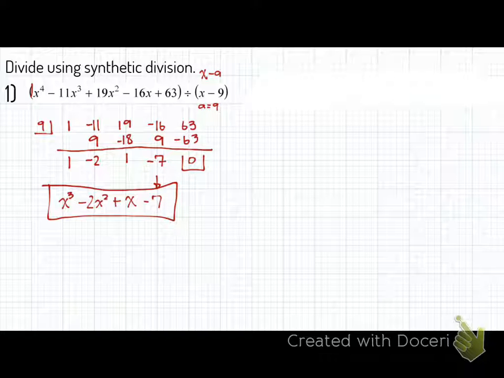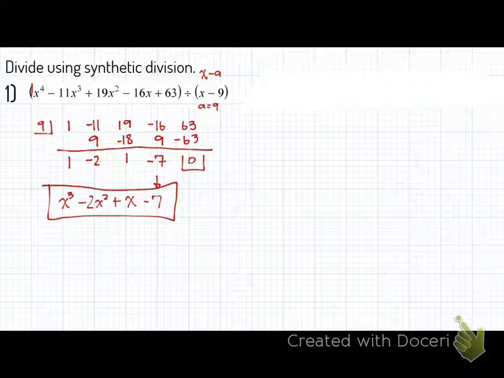Yes, sir. The same as yesterday. That's right. Is a always going to be positive? No, sometimes it's negative. It's negative when we have a plus sign. We're going to see an example of that.